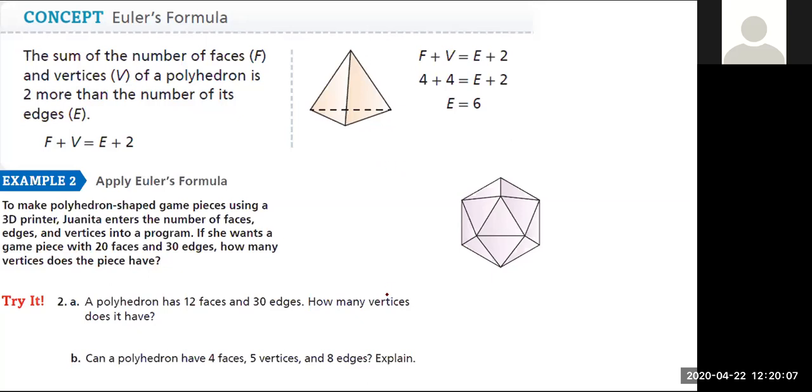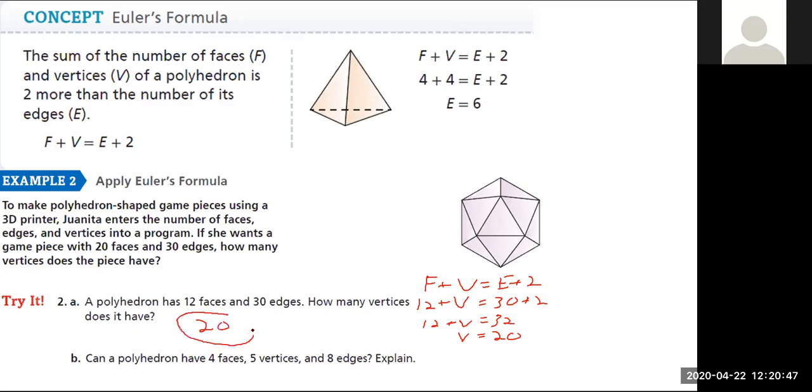So we're going to plug it in. So again, it's F plus V equals E plus 2. Well, we know the number of faces. We're looking for the number of vertices, and we know the number of edges is 30. So now we have 12 plus V, can't do anything on that side. On the other side, 30 plus 2, that's 32. So we still have 12 plus V over here. Subtract off 12. So the number of vertices would have to be 20 for this type of figure.